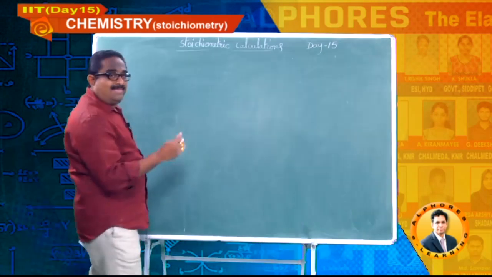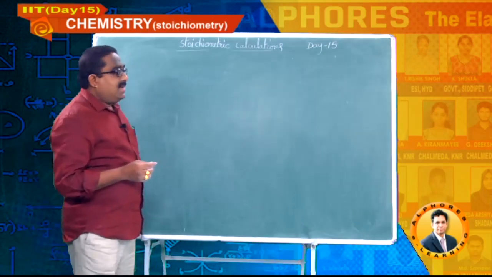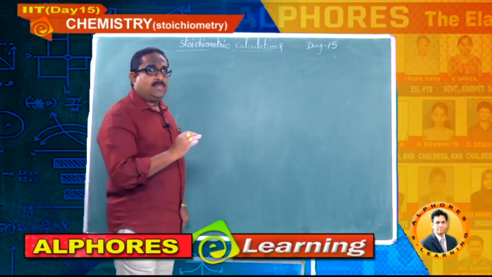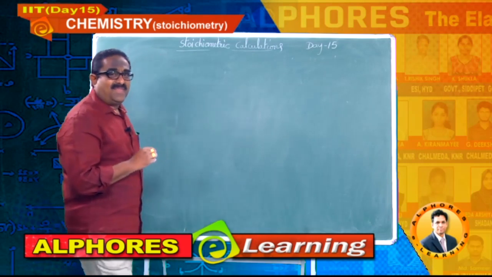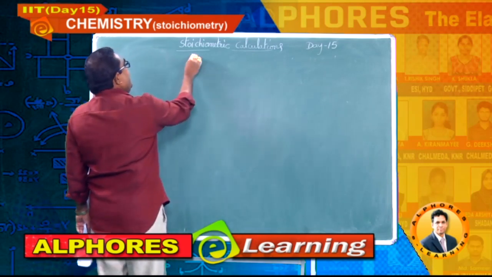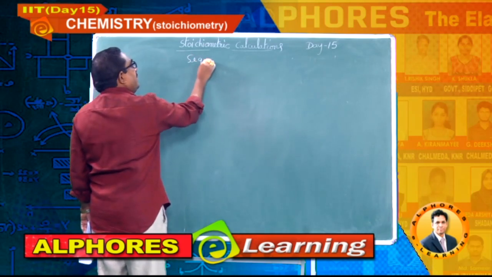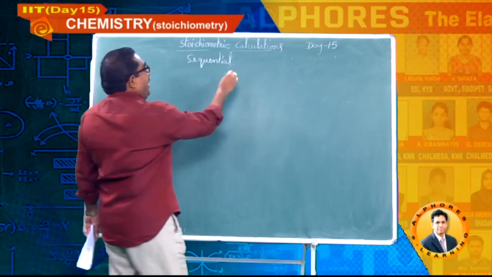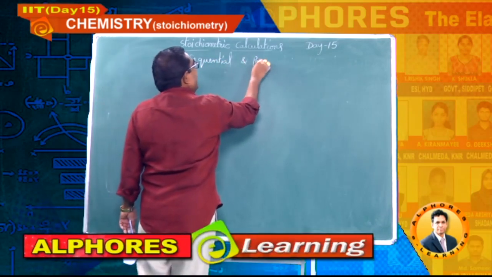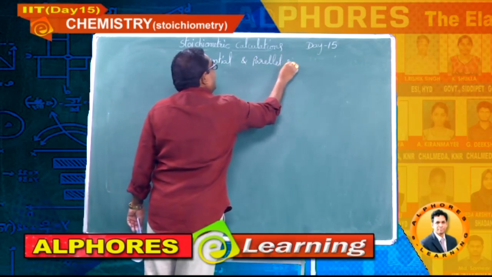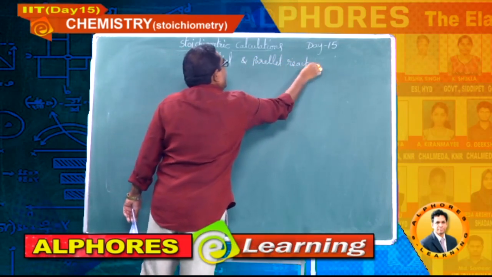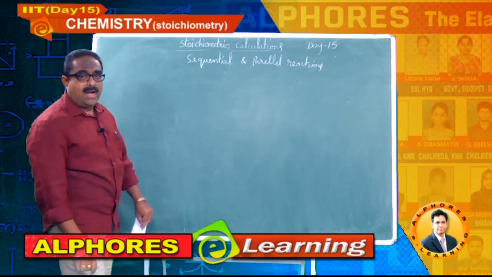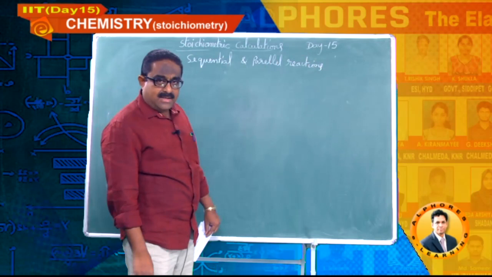Please note it down. Okay, students, under the same heading stoichiometric calculations, the last part that should be discussed is sequential and parallel reactions, and numericals based on these two approaches, sequential reactions and parallel reactions.